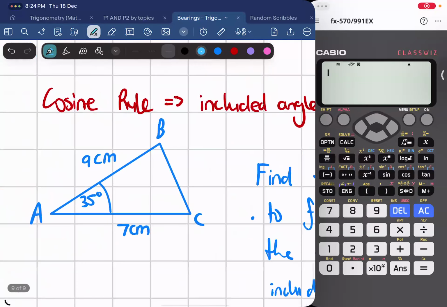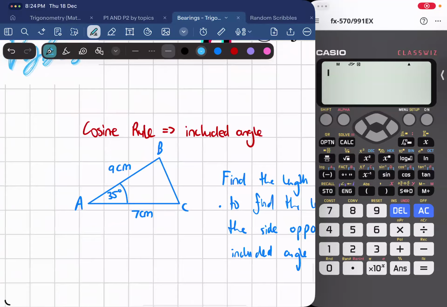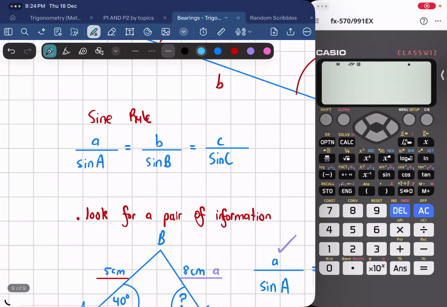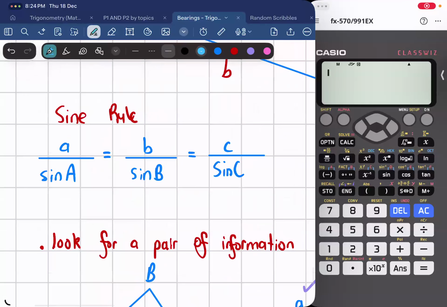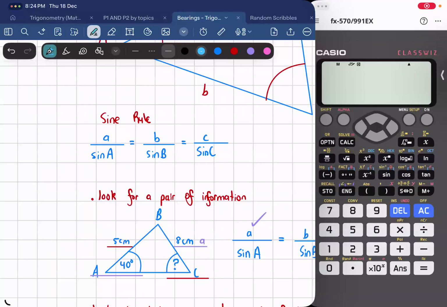So when we're talking about an angle and you know the lengths on either side, you say it as an included angle. Basically, if you don't have an included angle, you use the sine rule. If you look at this diagram, you see any included angles? No. So you have to use the sine rule. And the sine rule looks like this: a over sine A is equal to b over sine B is equal to c over sine C. You could use the sine rule to find lengths or an angle.